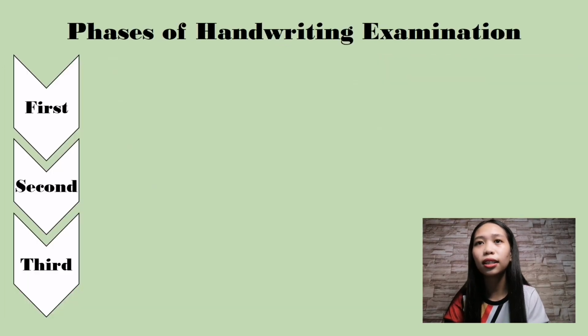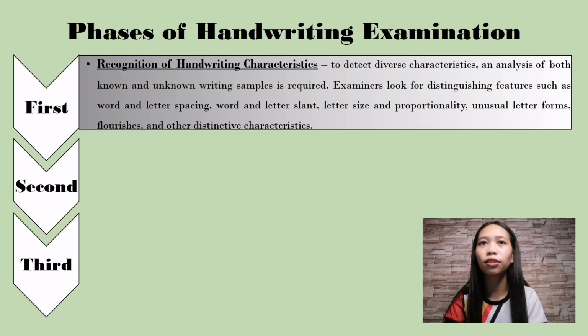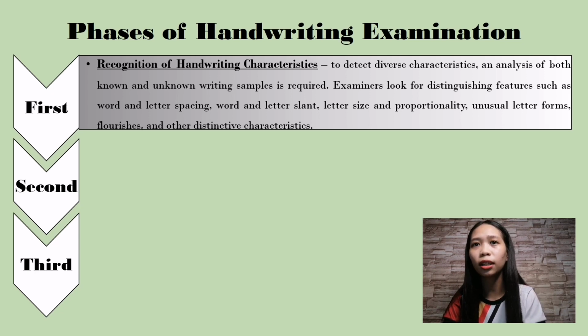So in handwriting examination, there are three phases. The first one is the recognition of handwriting characteristics. To detect diverse characteristics, an analysis of both known and unknown writing samples is required. So examiners look for distinguishing features such as word and letter spacing, word and letter length, letter size, and proportionality. Unusual letter forms, flourishes, and other distinctive characteristics as well.